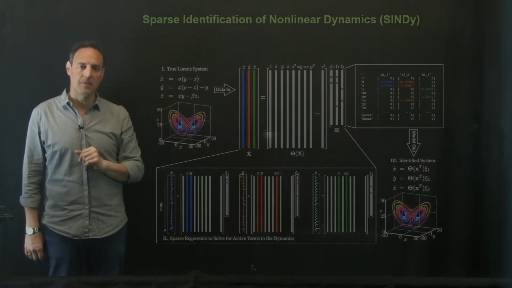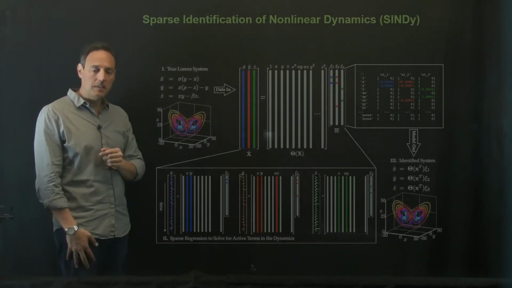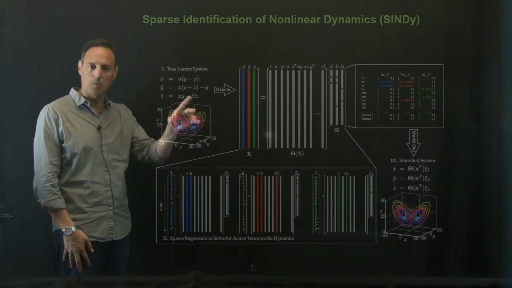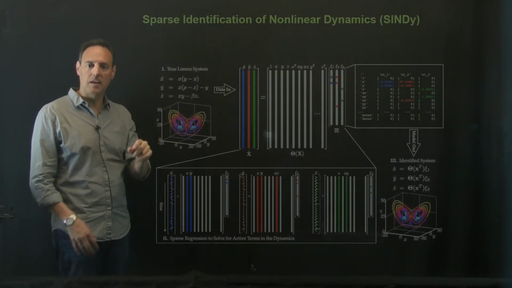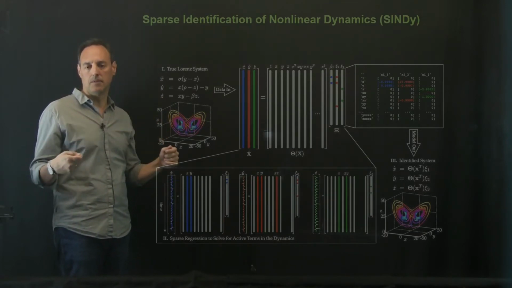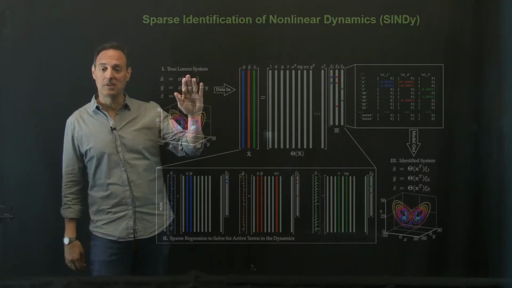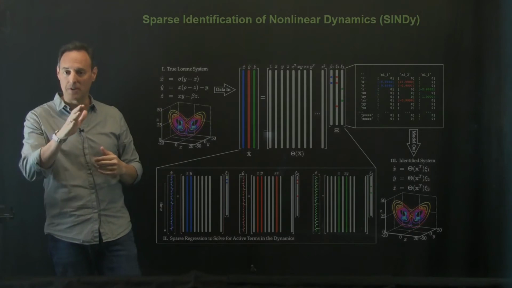So we call this method the sparse identification of nonlinear dynamics, or SINDy. The idea here is to think for a moment about a toy example, which is the Lorenz system. I'm going to simulate this and produce a time series of x, y, z. So that's your data. Now, I'm going to blindfold you and ask, can you rediscover that even though I gave you no information about it?